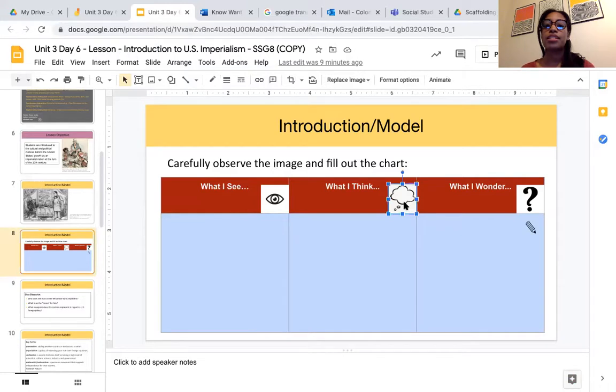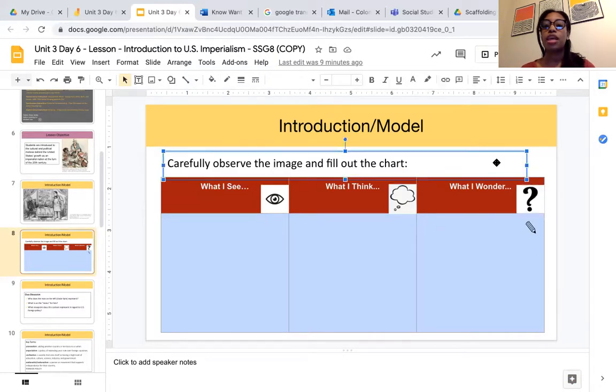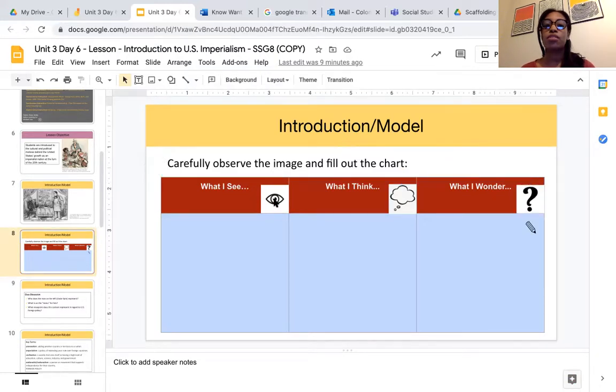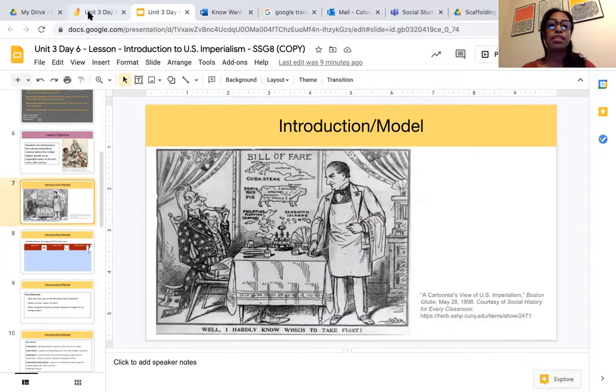These images did not come with the chart. These images will also help the students figure out what it means, what I see, what I think, right? And what I wonder, what questions do I have? So including these images here purposefully will help students fill this chart out while you do this lesson.